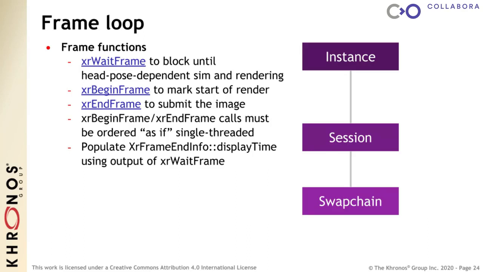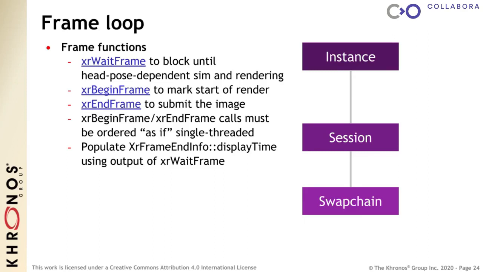XRWaitFrame is a scheduling call. It blocks until the runtime determines you can proceed with head-pose dependent simulation and rendering. XRBeginFrame is executed by your application to mark the start of rendering or GPU usage for that frame. And XREndFrame submits the frame for display. XRBeginFrame and EndFrame calls must be ordered as if they were single-threaded, although they may be called from any thread.